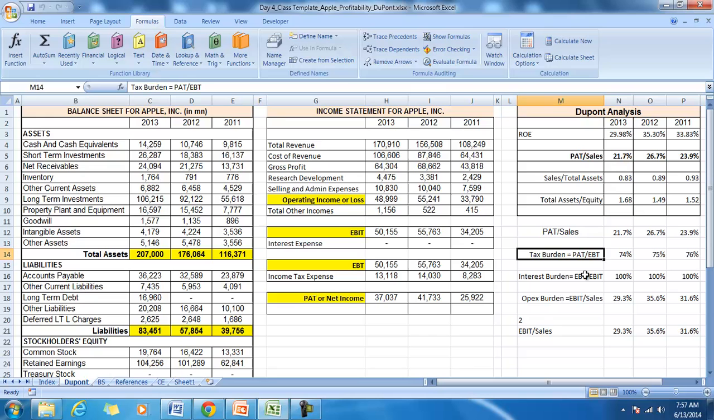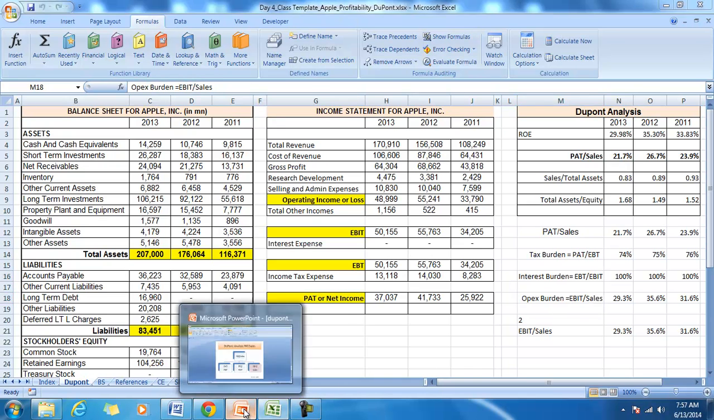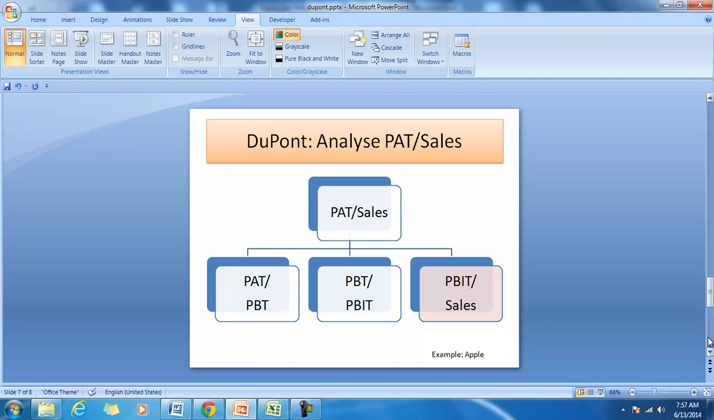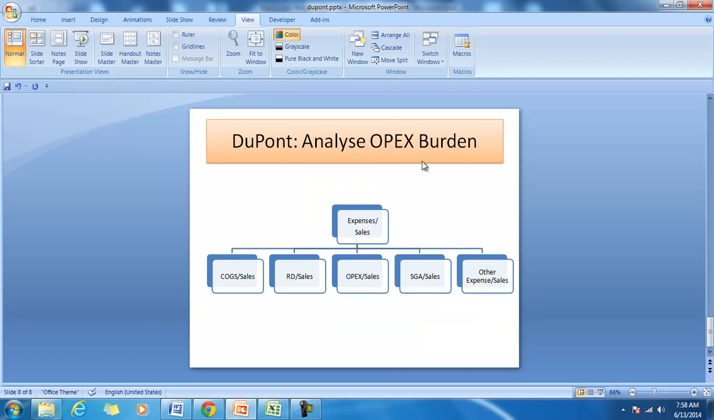The company cannot do much with the tax burden, that is statutory in nature. Interest burden could have been managed or can be managed by managing the financing decision. But here they don't have loans except in the last year. And moreover, Apple depends on equity financing more. So therefore, understanding the operating burden becomes important. So let us analyze that.